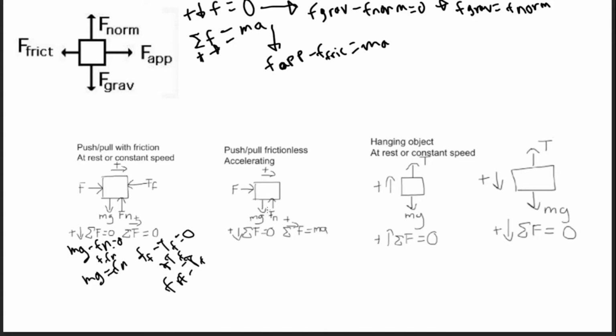Again, we have mass times gravity, and we have the normal force. Mass times gravity is positive, so you can just copy what we had on the first one. Mg minus Fn is equal to 0, and then Mg is equal to Fn, just like this side. So there you go. Now let's take a look at this.